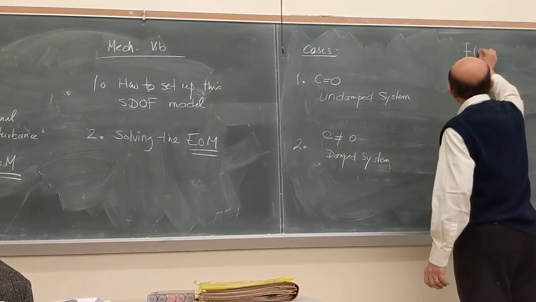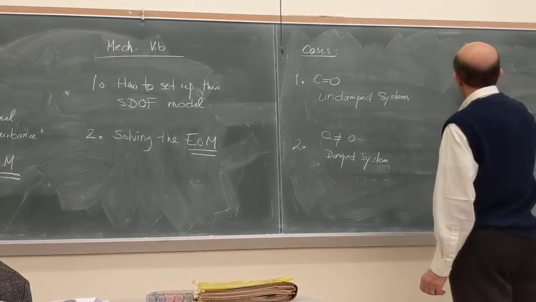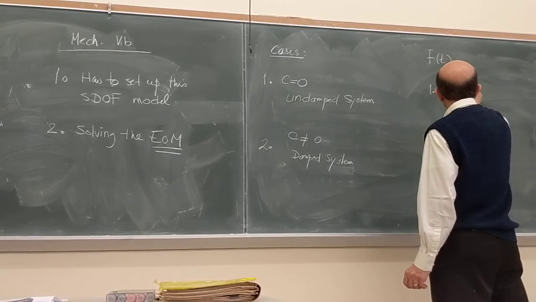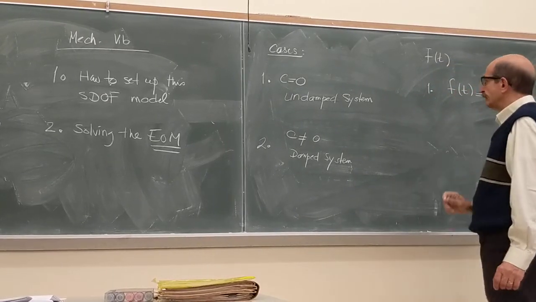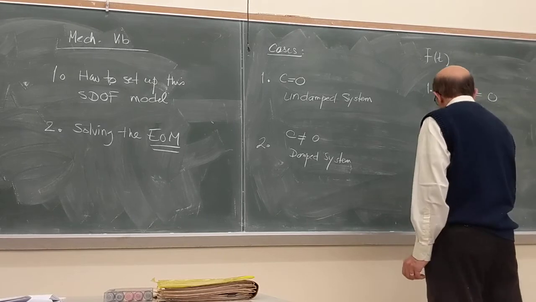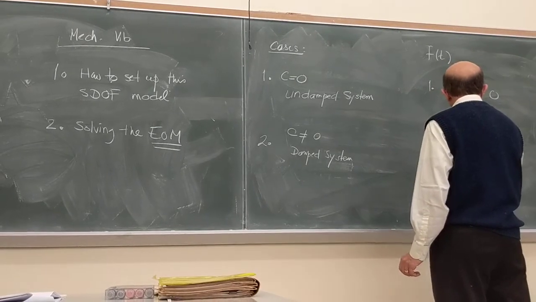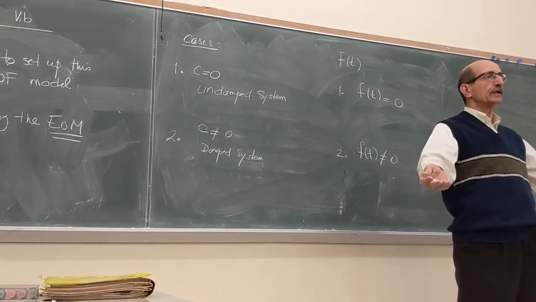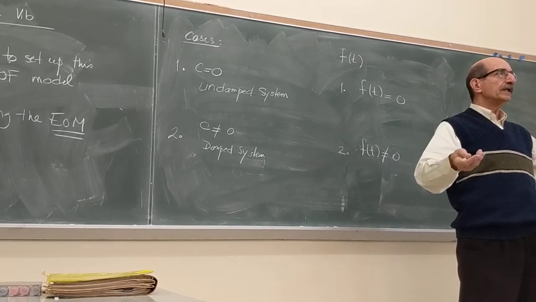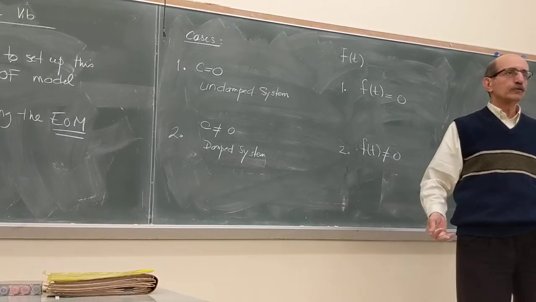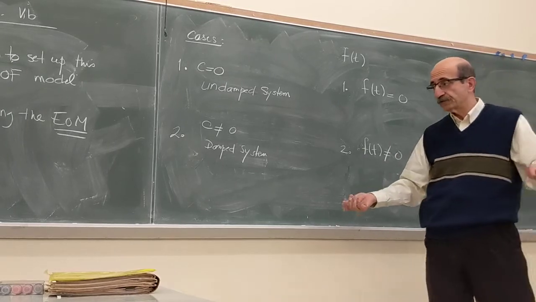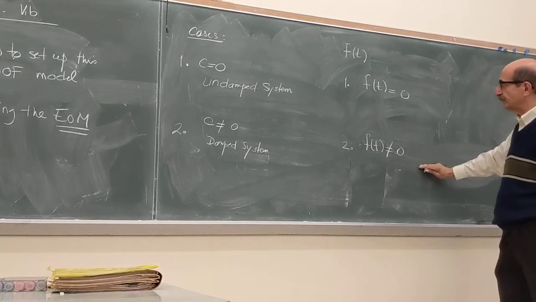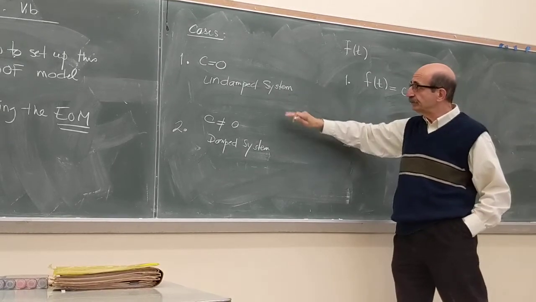As far as the forcing function, case 1 is when the forcing function is 0, and case 2, the forcing function is not 0. In other words, case 1 is when something has been disturbed already, and it started oscillating, then the force is gone. The source of vibration is gone, but obviously the system continues to move or vibrate.